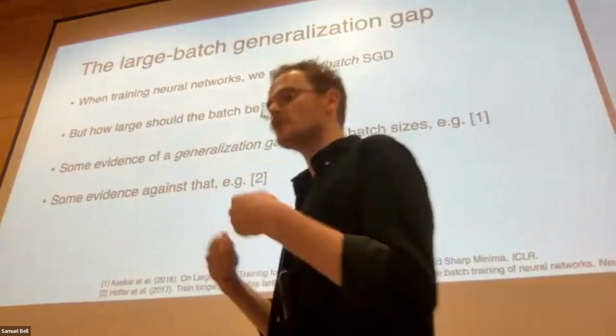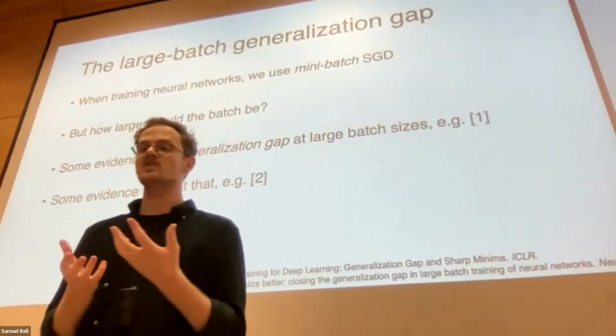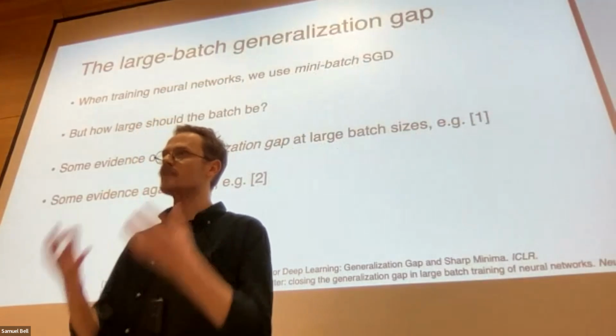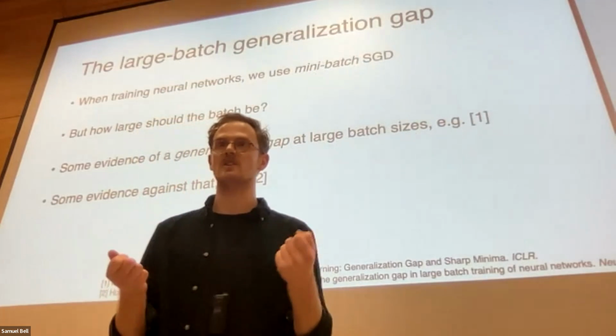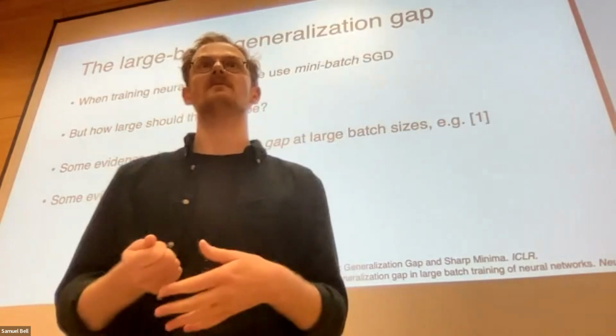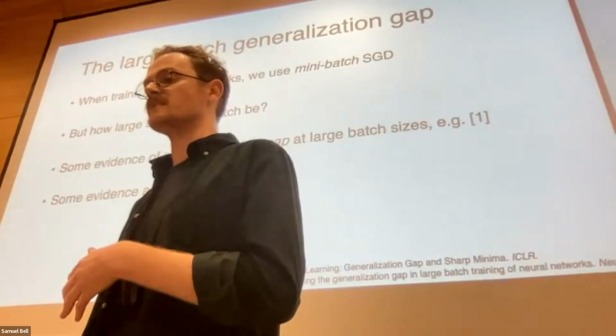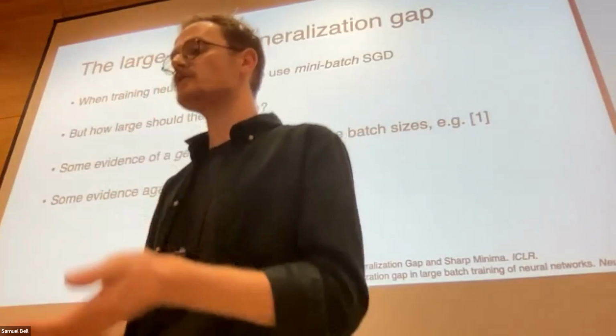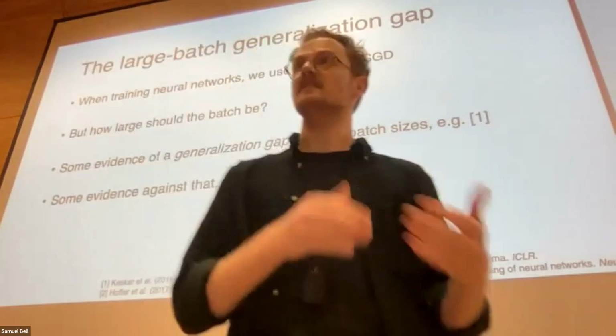I guess the challenge is, if we want to make a batch size really large, there's some evidence that there's a generalization gap. As we get to really large batch sizes, test performance drops. And we've seen some evidence that that's the case, as in this first reference here, and we've seen some evidence that that isn't the case.